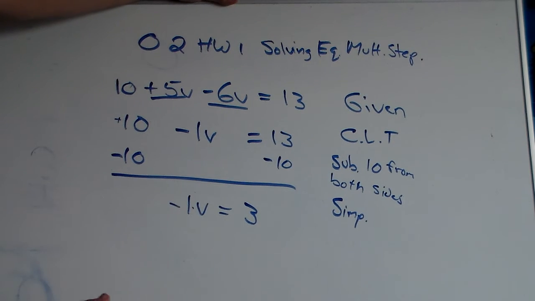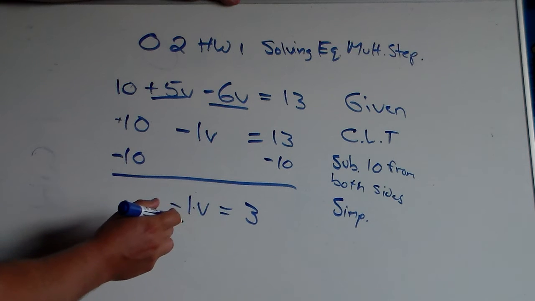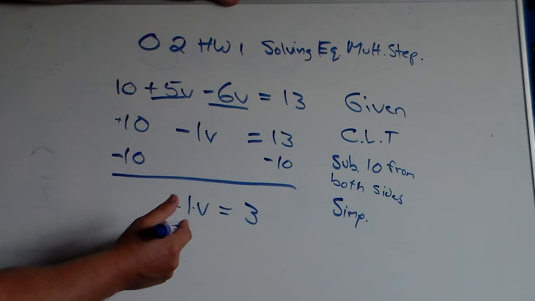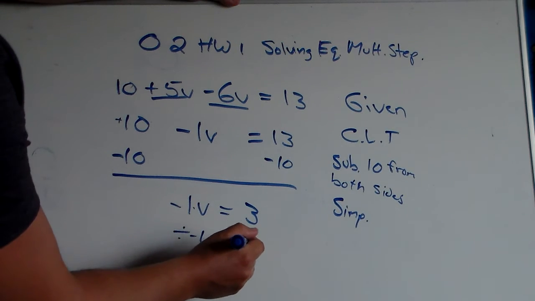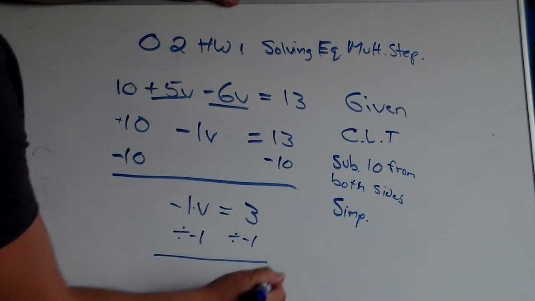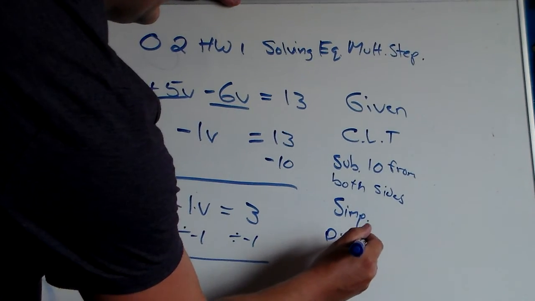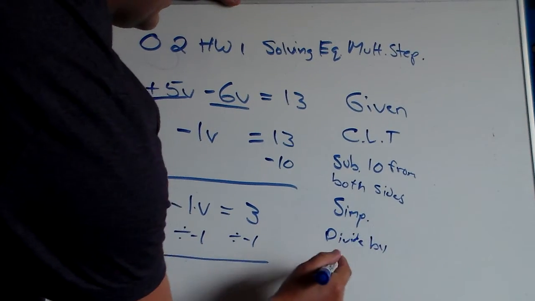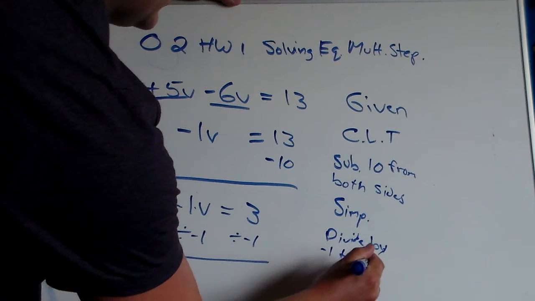We want to get v all by itself. So this is negative 1 times v. The inverse operation of times is divide. So we're going to divide by negative 1 to both sides of that equal sign. So divide by negative 1 to both sides.